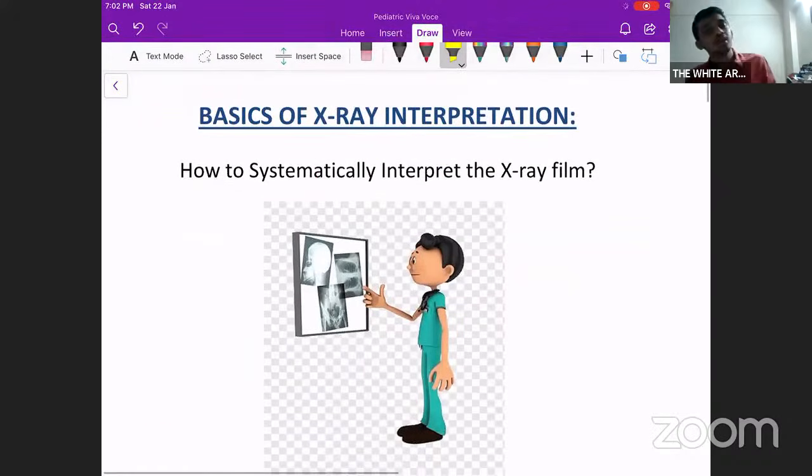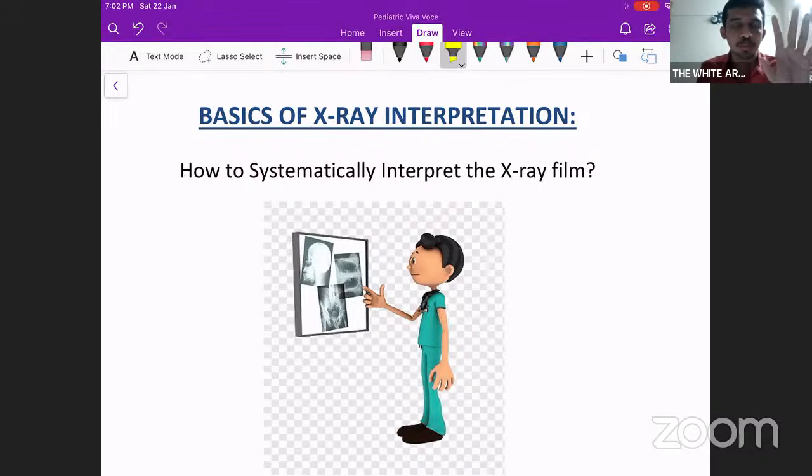Now, first, let's start with the basics of how to interpret an X-ray. Once you're given an X-ray film, you can't just directly point out the pathology you're finding, like a consolidation. You can't just jump in and say that you're finding a consolidation in the right upper lobe, for example, correct? You have to interpret it systematically.